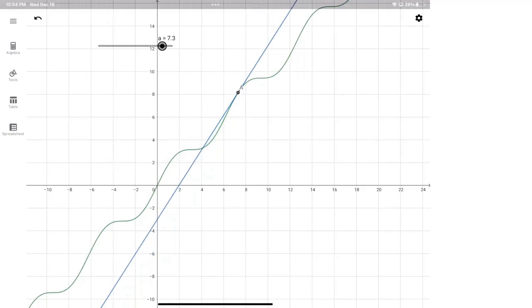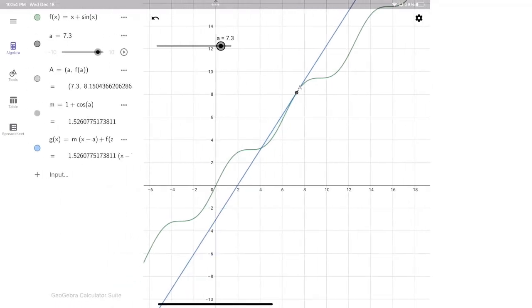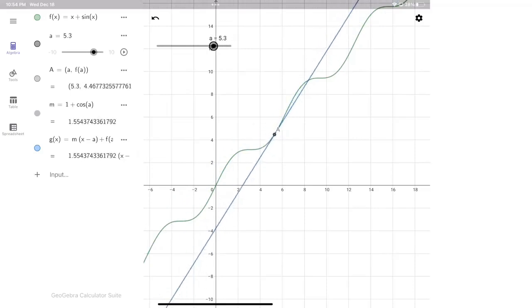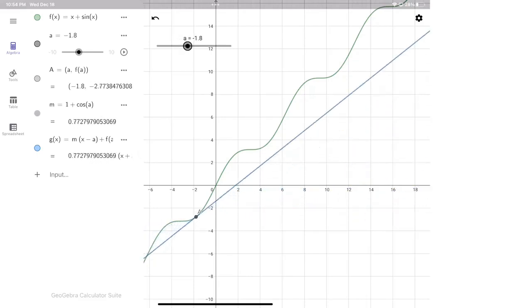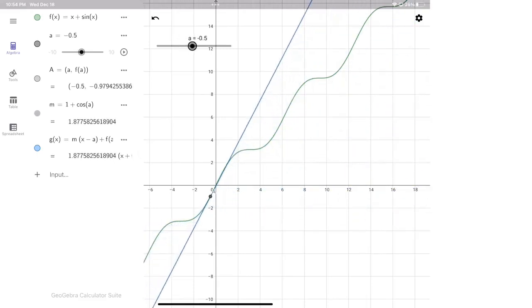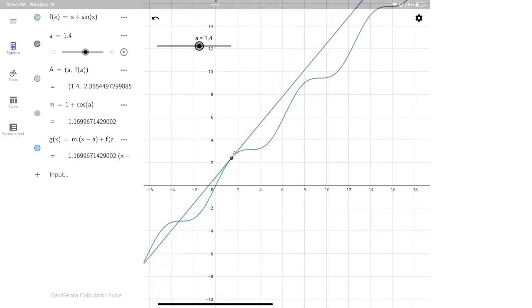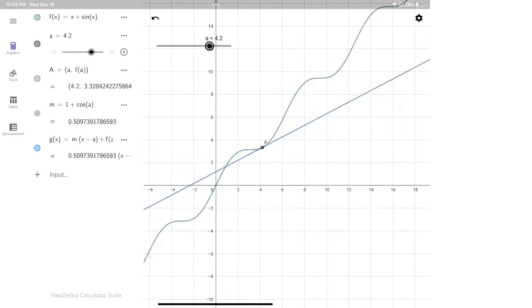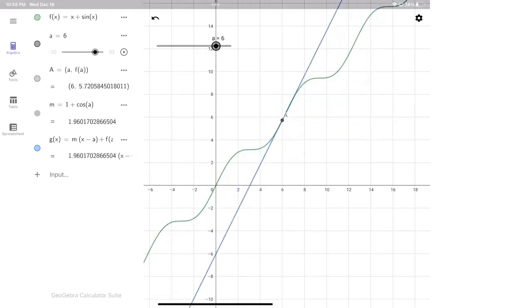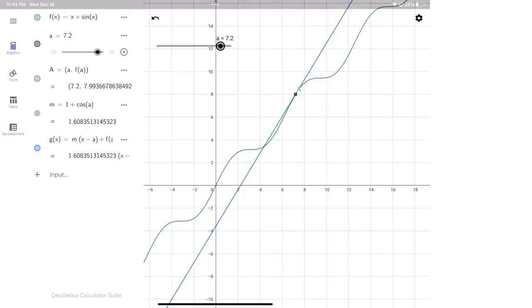You can actually see the slope. If you look at M, you can see that M is varying between 0 and 2. And then decreasing to 0. And then increasing back to 2. And the same thing is just going to keep repeating.